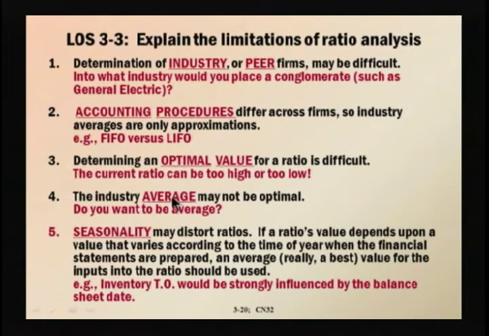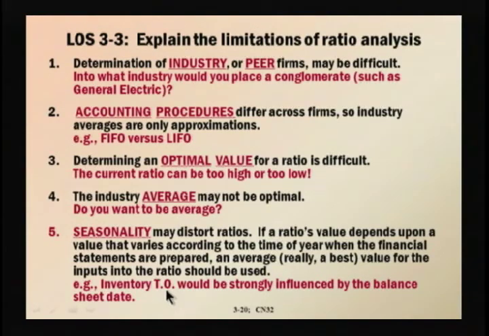Another thing is seasonality can distort ratios. Some of the ratios use one item from the income statement and another item from the balance sheet. Well, the income statement covers a whole year of time, and the balance sheet is as of a particular date. So if we think about inventory turnover, it would vary quite a bit based upon the balance sheet date that we pick. With cost of goods sold in the numerator, that's for a year's time.